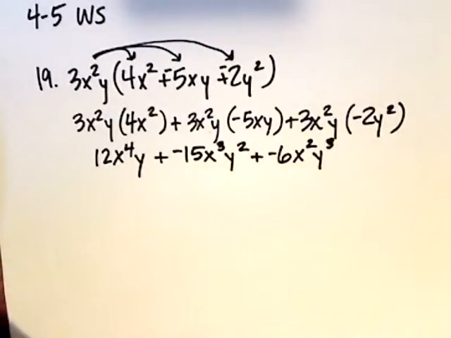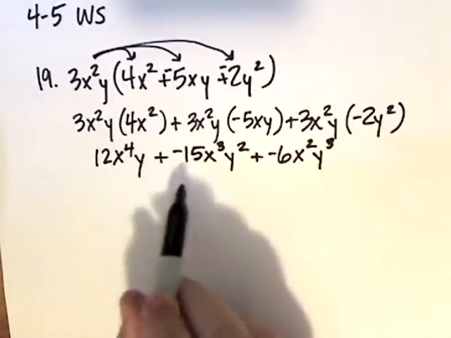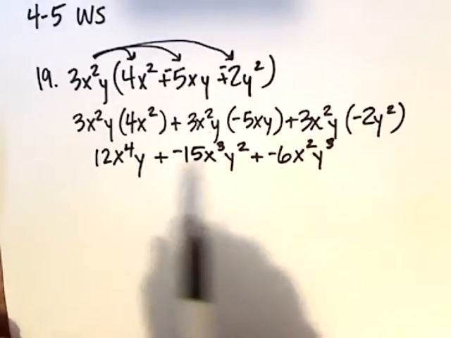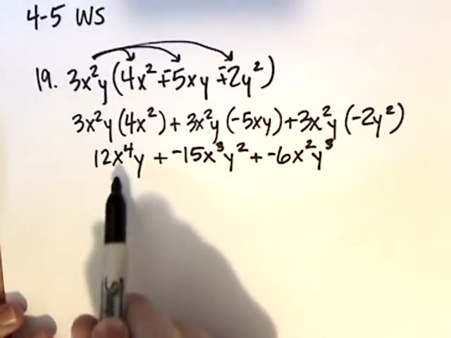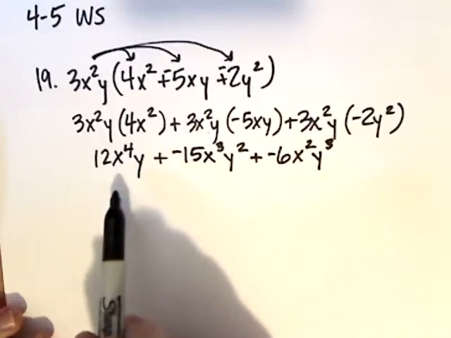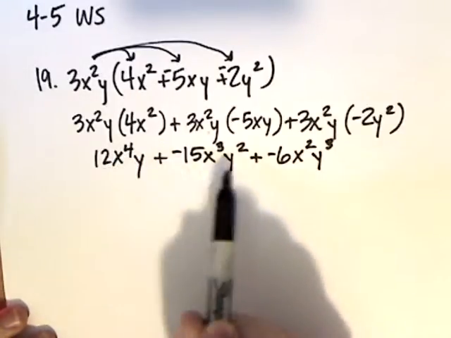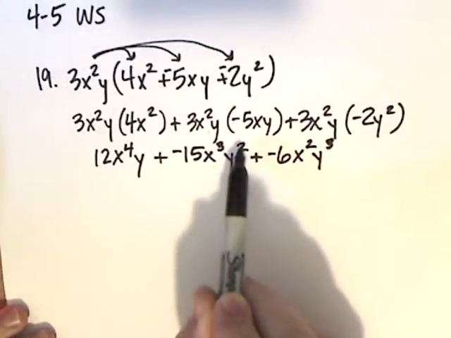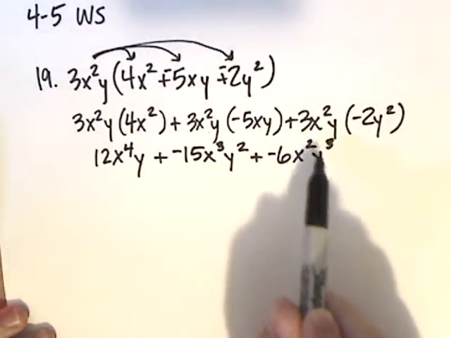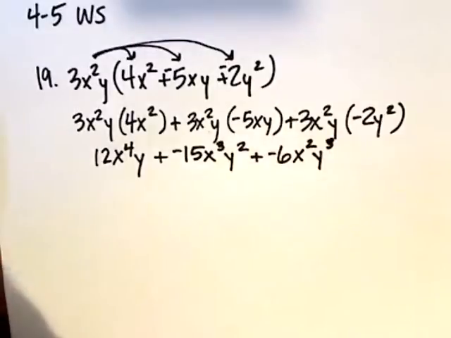I want to double check before I finish just to make sure I can't combine any like terms. I can't. Remember, like terms mean they have to have the same variables with the same exponents. This term here is an x to the 4th y. This is an x to the 3rd y squared. And this is an x squared y to the 3rd. So nothing in here can be combined. So this is my final answer right there.